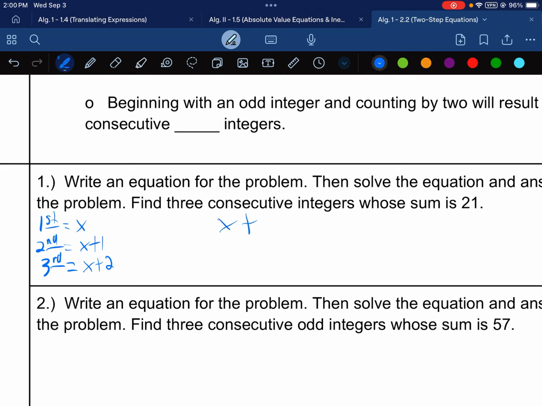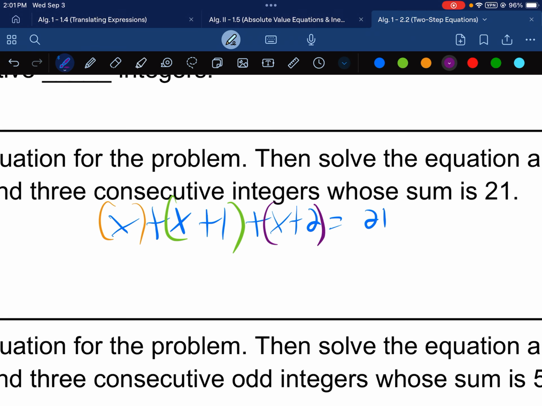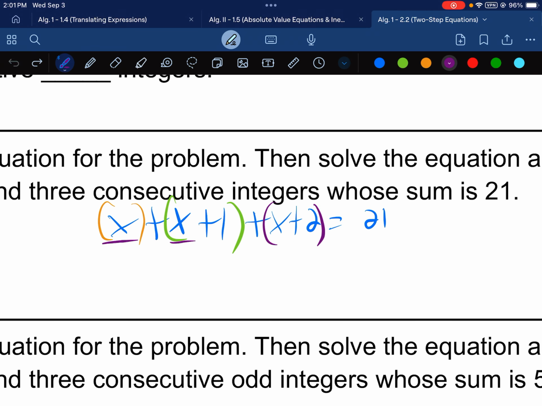And I'm going to utilize parentheses here to help make this make sense. So we're going to have x plus (x plus 1) plus (x plus 2) equals 21, with x being in the orange, x plus 1 being in the green, and x plus 2 being in the purple. So we're adding the orange plus the green plus the purple, the first plus the second plus the third consecutive numbers. We combine our x's here. We have x plus x plus x. That's 1x plus 1x plus 1x, which is 3x. We'll combine our constants, 1 plus 2, and get 3. And keep the right side the same.